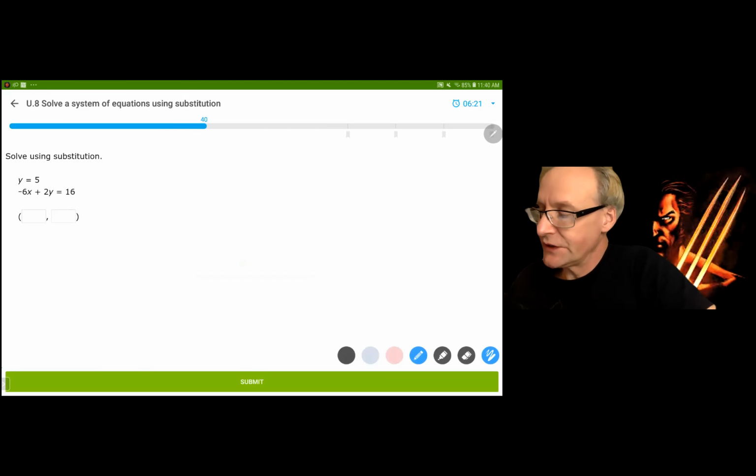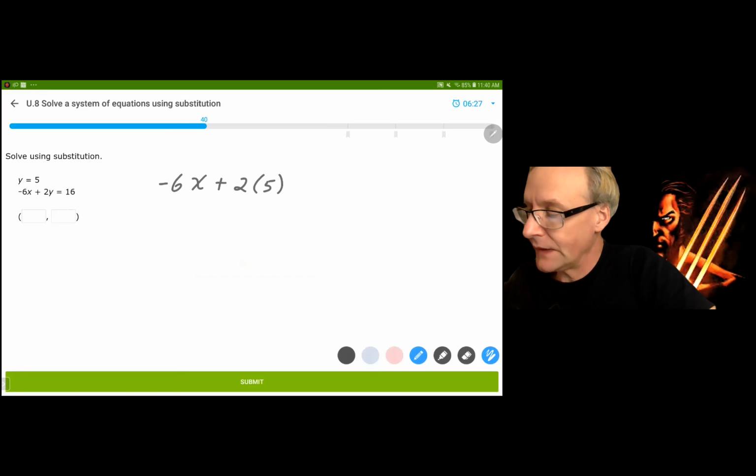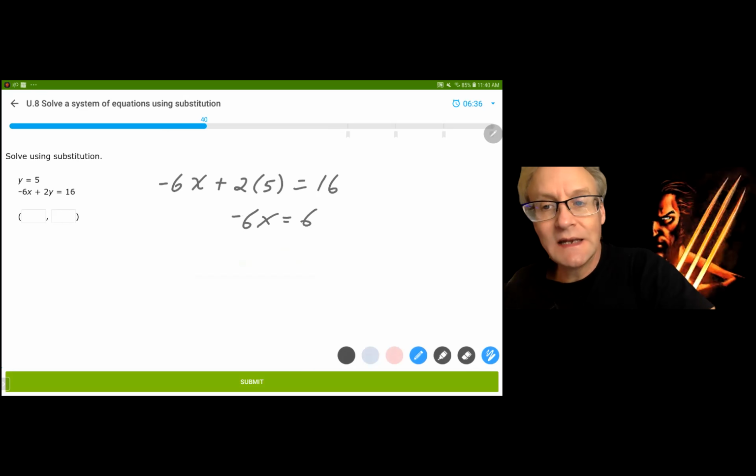Now this substitution, I'm just going to go ahead and substitute negative 6x plus 2 times 5, because remember y is 5, equals 16. I'm going to subtract 10 from both sides. Subtracting 10 gives me 6. Dividing by negative 6. A common mistake is to want to divide by 6.